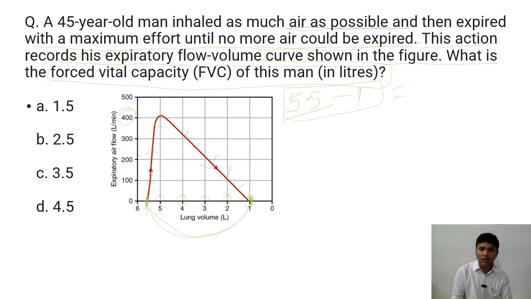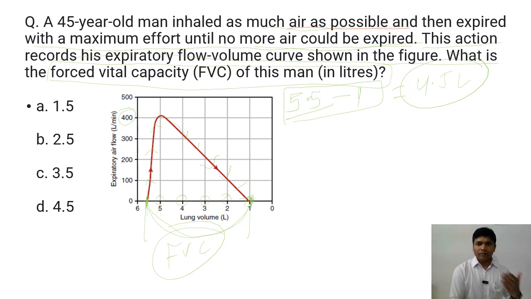So 4.5 liter. This volume is actually your forced vital capacity. How to record forced vital capacity? Ask the subject to inhale as much as possible, maximum, and then expire as much as you can. And this is the expiratory graph recorded here, and he reached up to 1 liter.